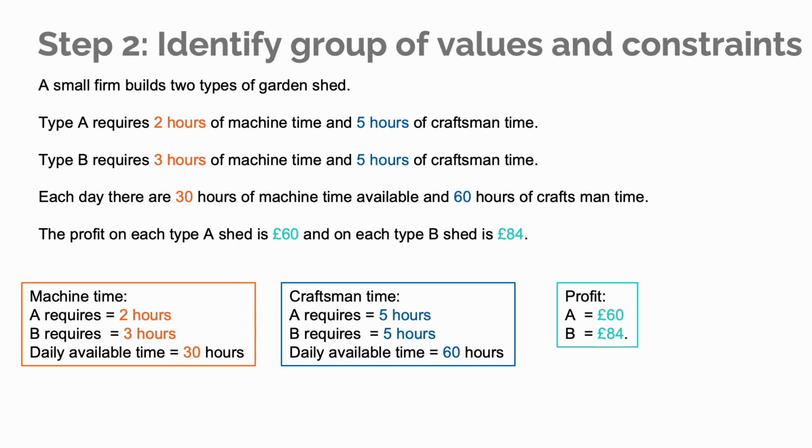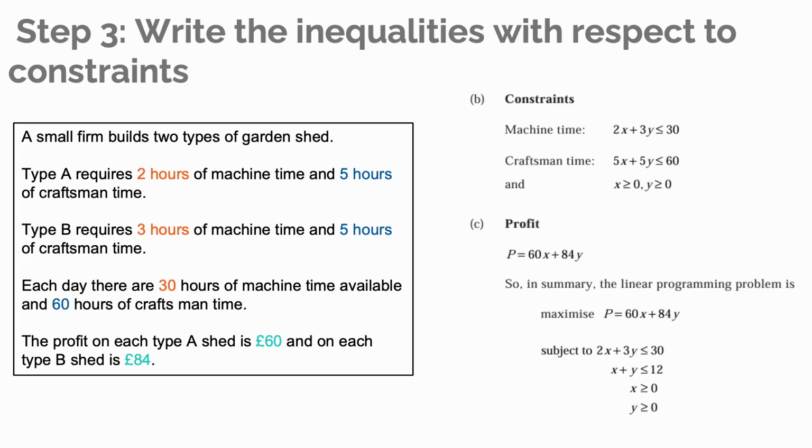But when it comes to the profit, shed A's profit is 60 pounds and shed B's profit is 84 pounds. With this in mind, our profit is 60 pounds times the number of shed A that is produced plus 84 pounds times the number of shed B that was produced. So the implication is we can write these constraints to represent the information that was given in the question.